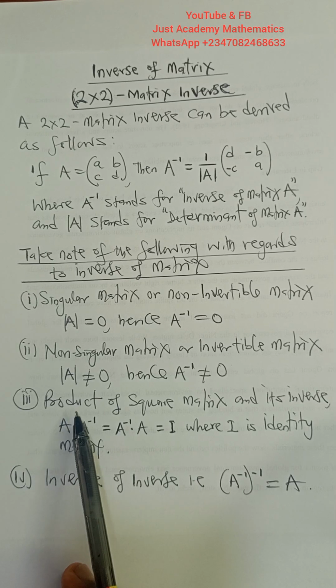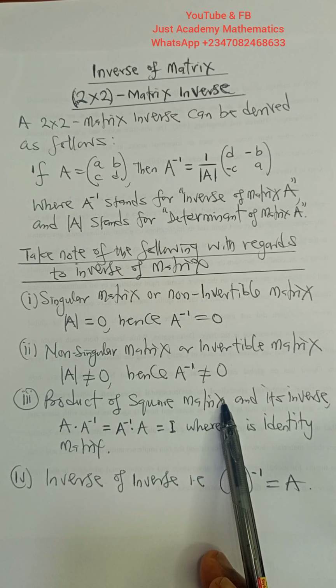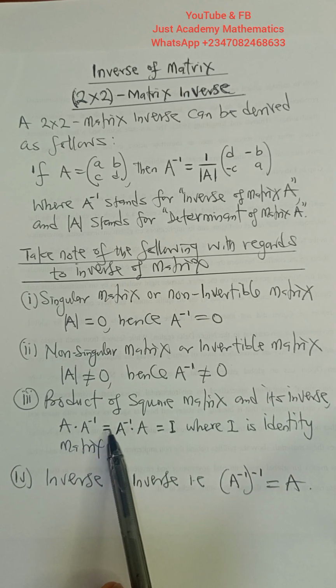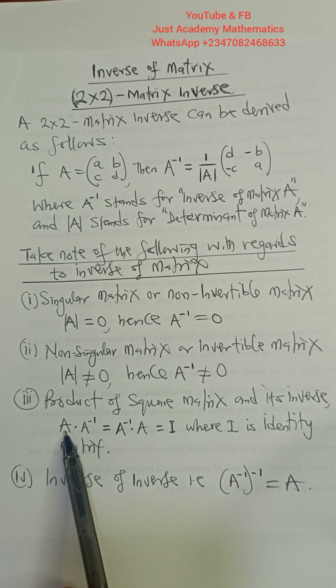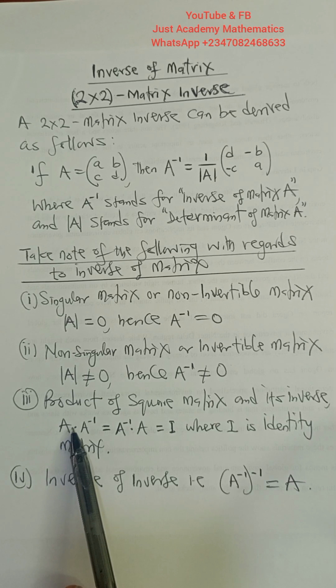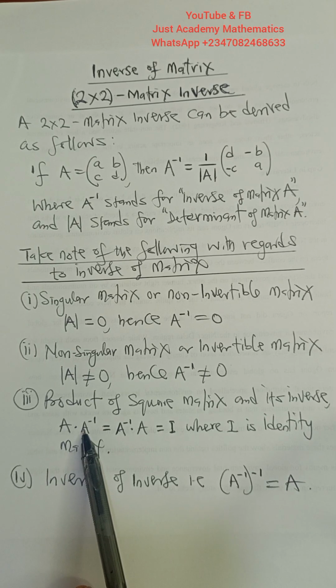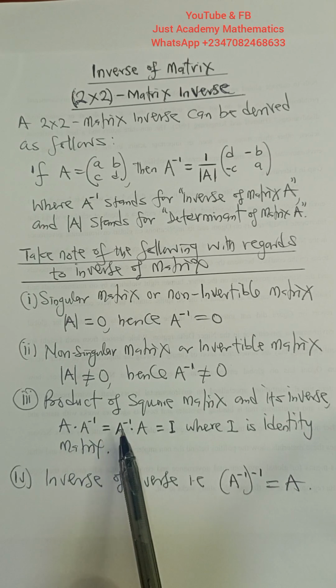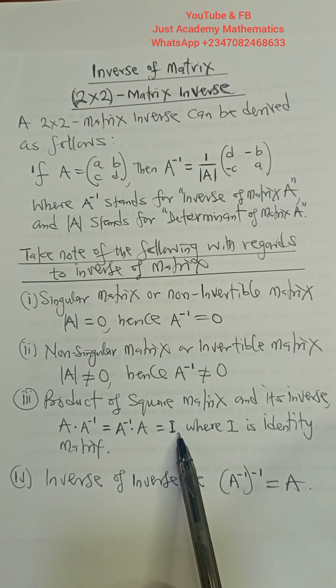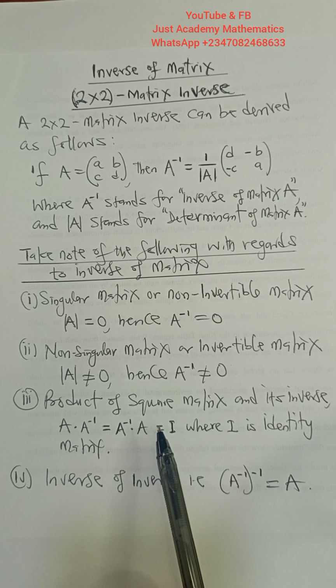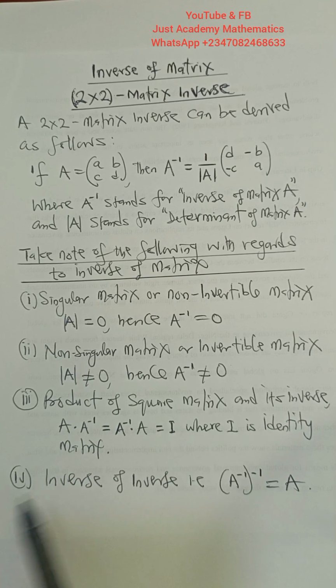Then 3, product of a square matrix and its inverse is equal to identity. If you have a matrix A times inverse of matrix A, or inverse of matrix A times A, it will give you what we call identity. If it is 2x2, 2x2 identity. If it is 3x3, 3x3 identity.